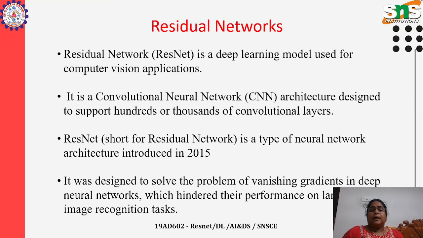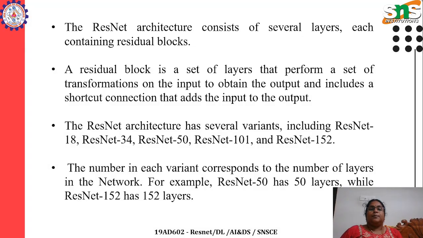In the previous lecture, I had discussed what a ResNet is. It's a deep learning model used for computer vision applications, and it is a convolution neural network architecture mainly designed to support thousands of convolution layers. In short form, we say it is a ResNet, a residual network type of neural network introduced in 2015. It was designed to solve the problem of vanishing gradient in deep neural networks, which has good performance on large scale image recognition tasks. This is a challenging one.